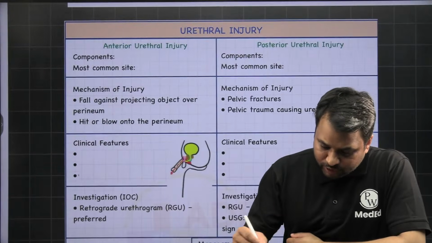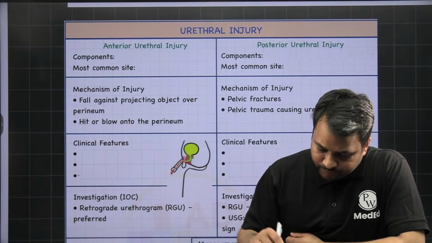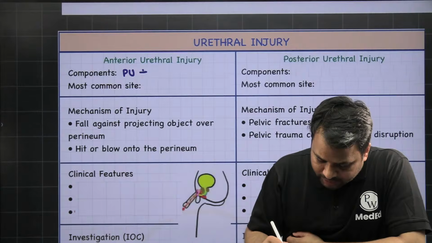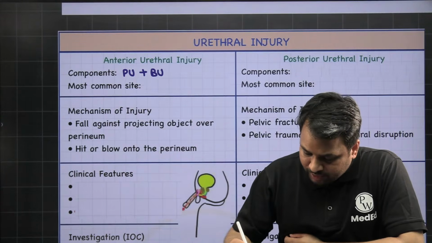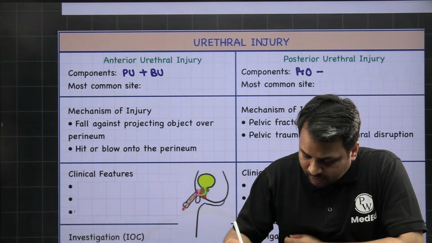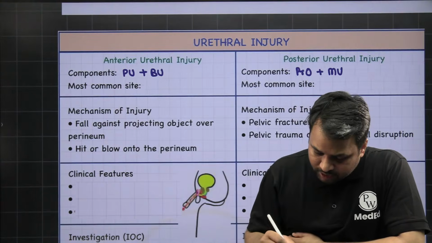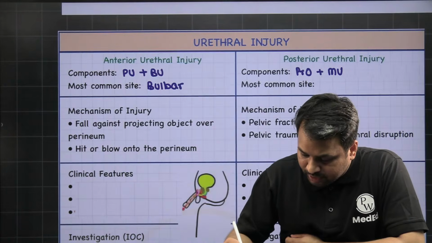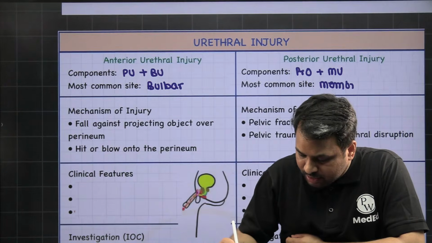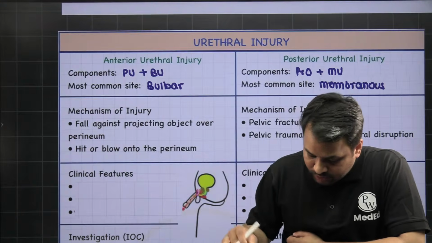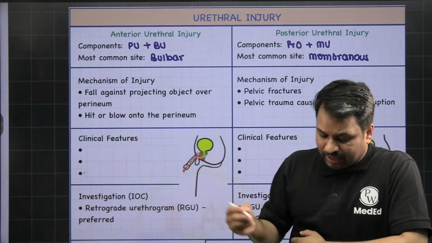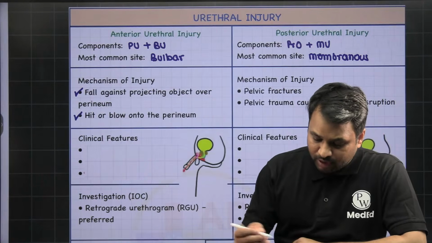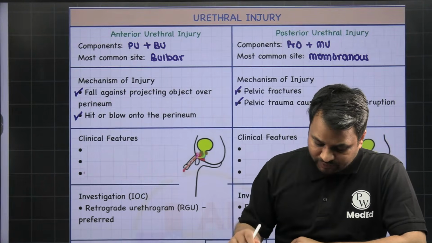When you have the anterior urethral injury, we're talking about the penile urethra as well as the bulbar urethra. Here we are talking about the prostatic urethra with the membranous urethra. The most common site here is going to be the bulbar urethra, and here it is going to be the membranous urethra. So look at the mechanism. Anterior injury is usually from a fall over a projecting object, or a hit or blow onto the perineum. Posterior is pelvic fractures in a road traffic accident.